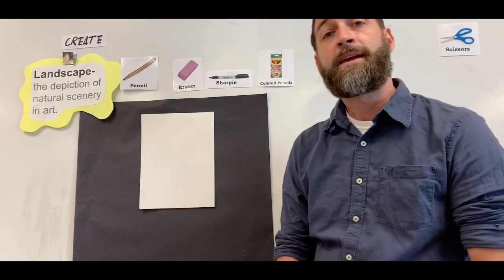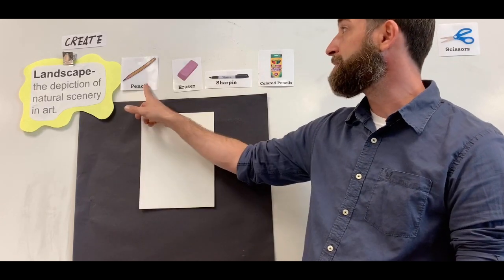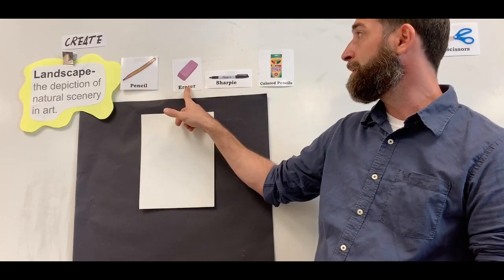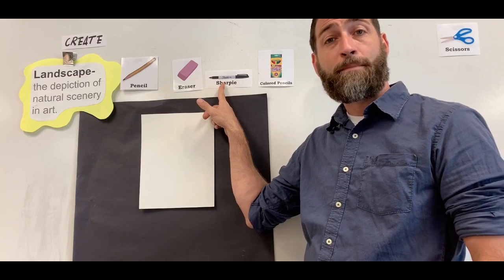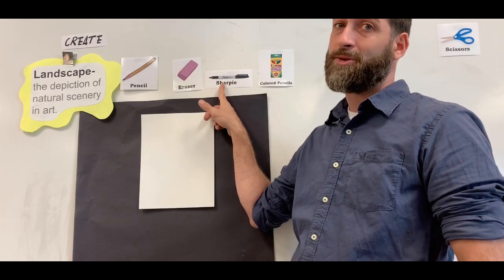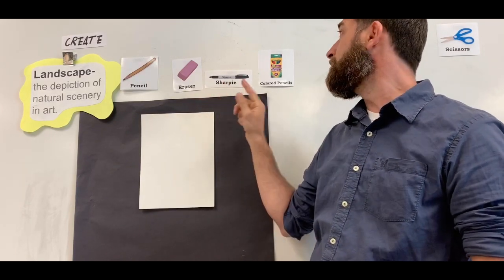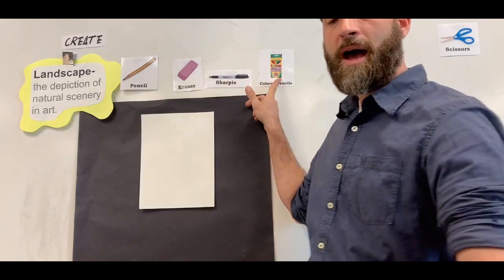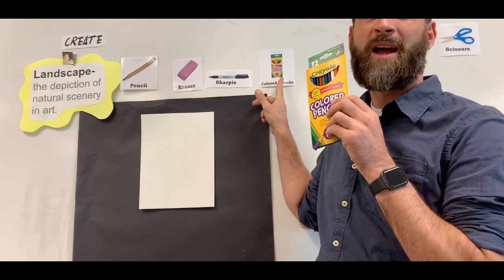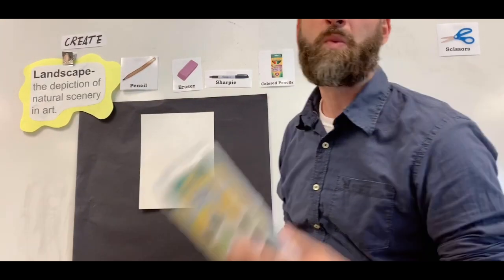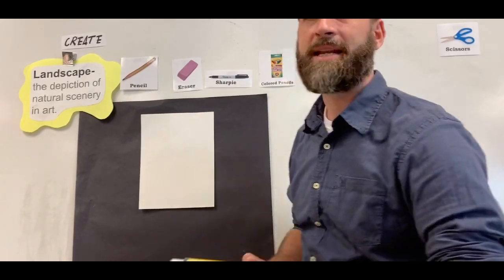So for today, we will need a pencil, an eraser, a Sharpie or a black marker, or even a black colored pencil or crayon to outline your lines, and something to color with. I have here some colored pencils I may use. You could use watercolors, markers, crayons, any of that.